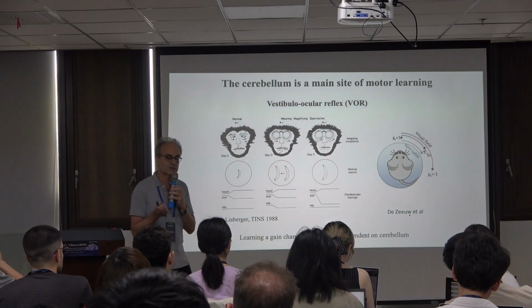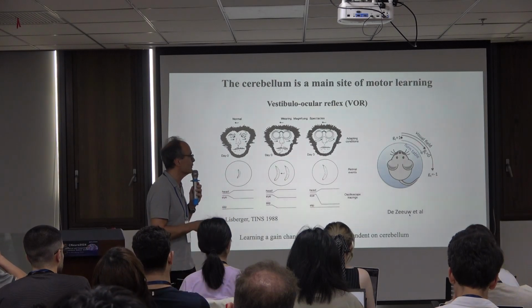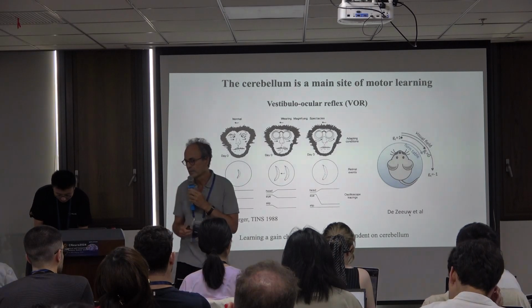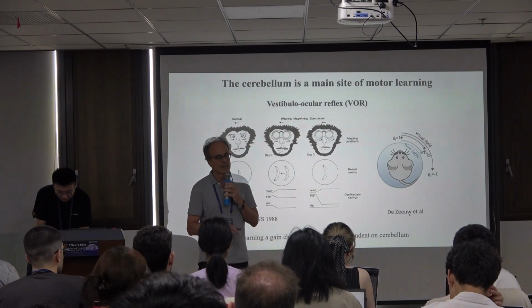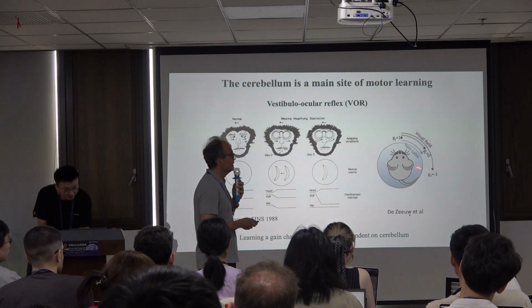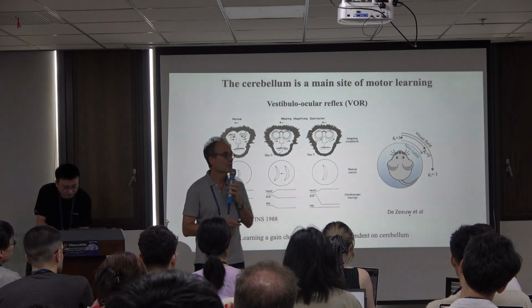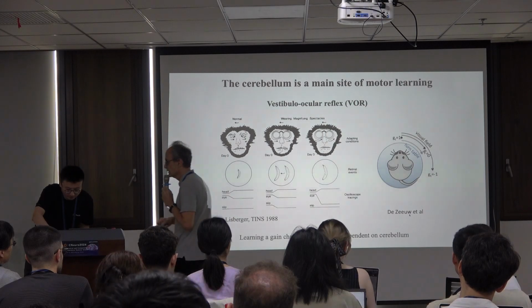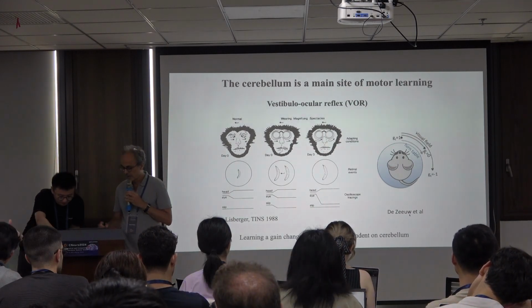So you can change the gain of this reflex in both directions, depending on what you do with the visual field and the purpose. And this is a way to investigate what is going on more easily than in the human. So that's one of the classical experiments.